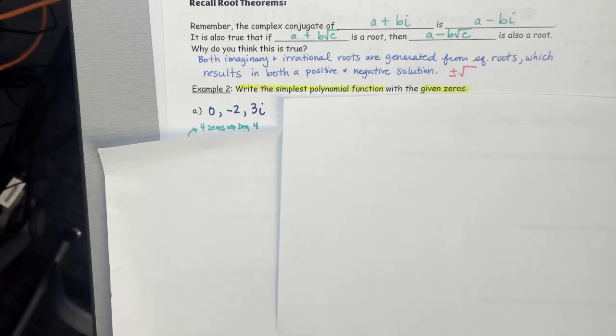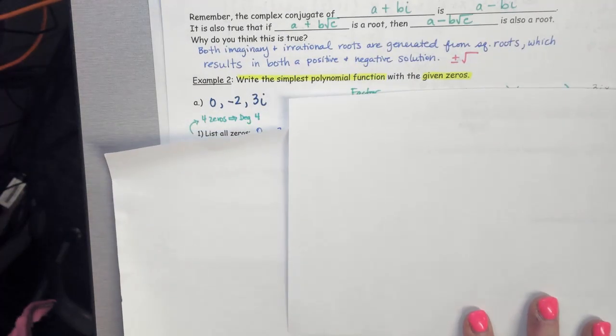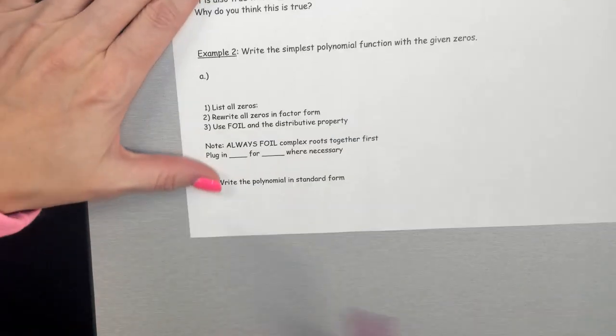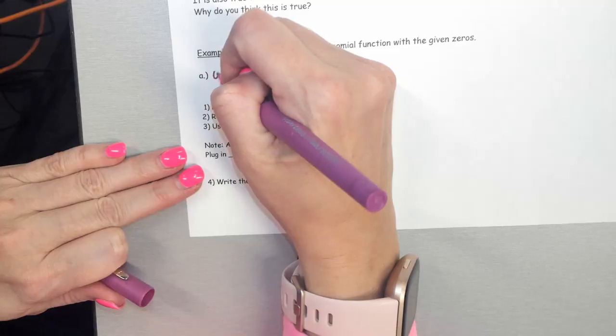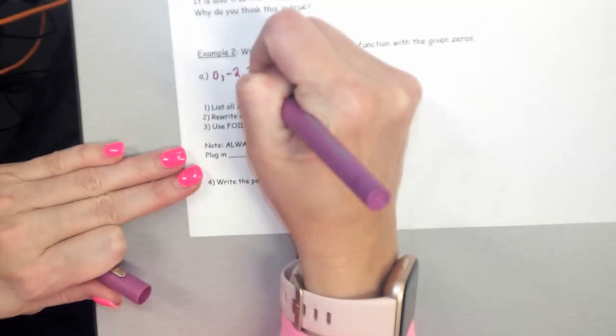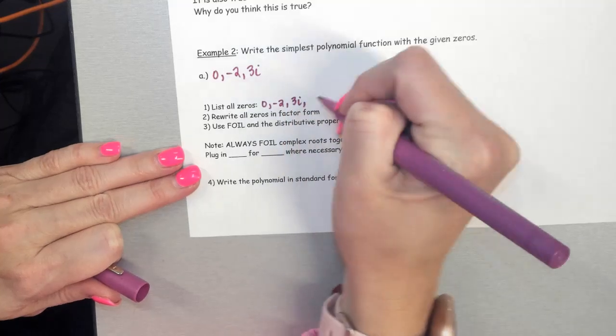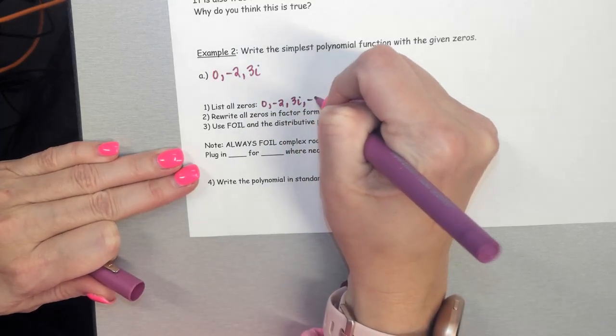Okay, how do you think we did? All right, so you had 0, -2, and then 3i. So when you wrote the zeros, how many zeros should you have? Yeah, great. Okay, so 0, -2, and 3i. So your zeros are 0, -2, 3i, and -3i. Great.